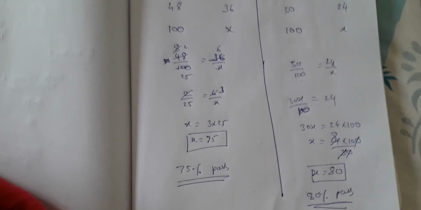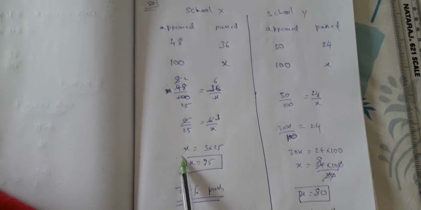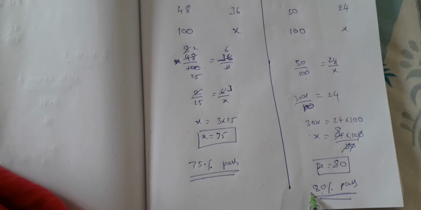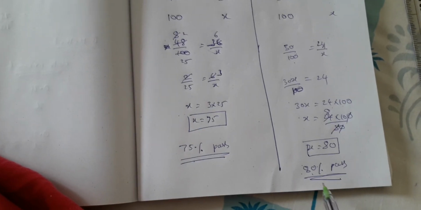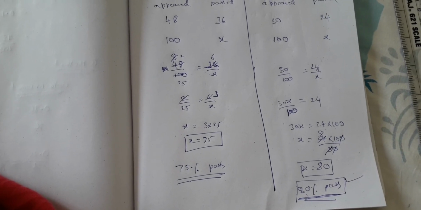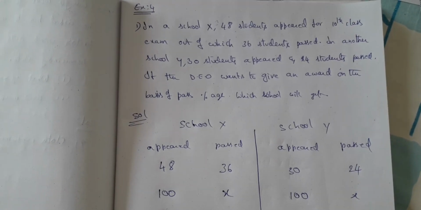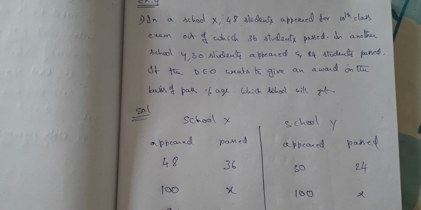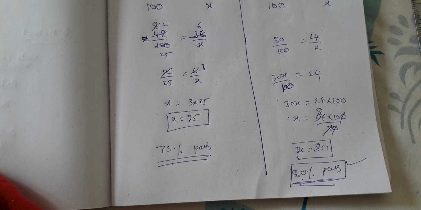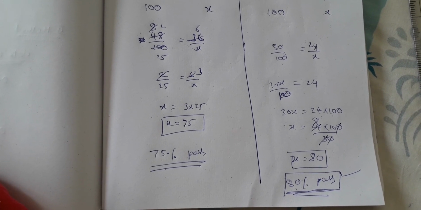So what do we see here? This also we have taken as ratio, and this also we have taken as ratio. Here I did directly, here I took transpose. 75% pass, 80% pass. So which school has the more pass percentage? Y. School Y will get the award from the DEO. Okay, pause the video, take the screenshot. Writing it in the ratio form is very, very important. Don't get confused about which should come under which.